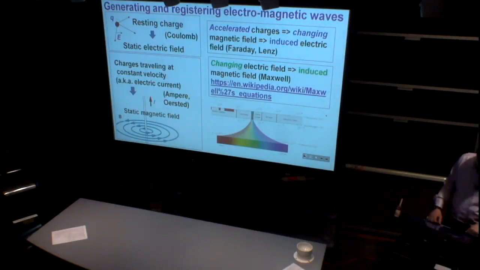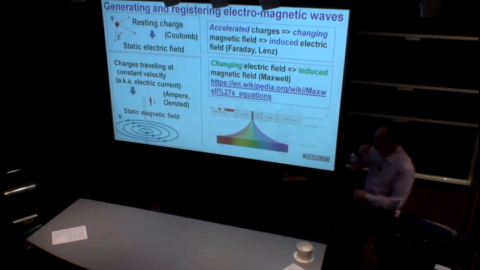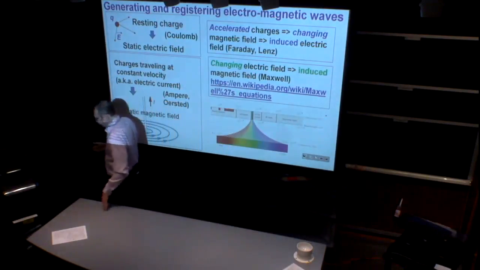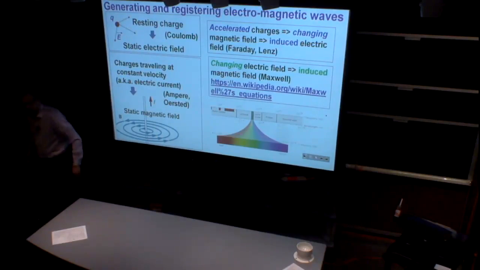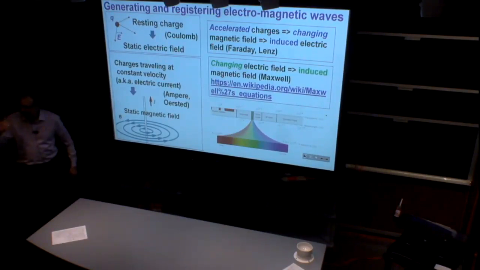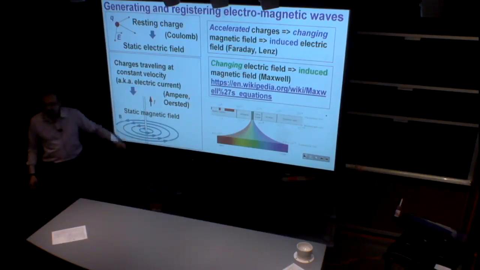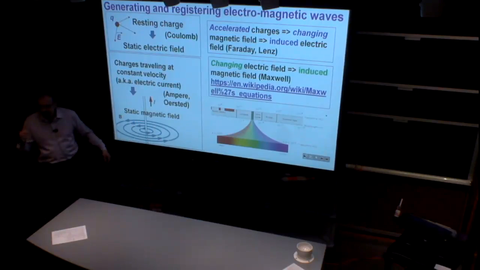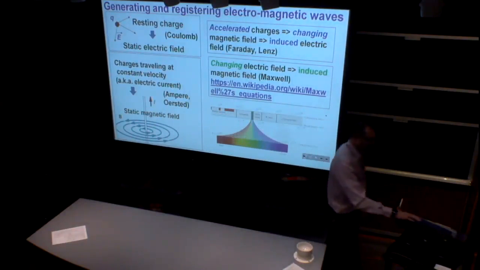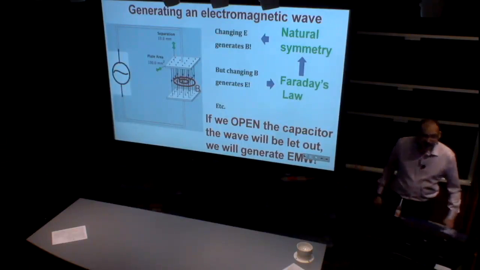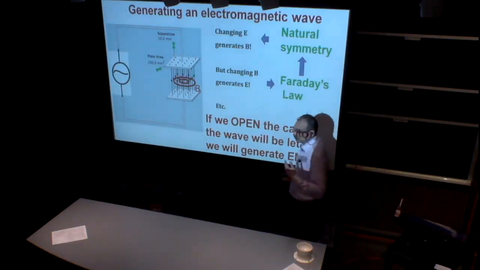Well, so we saw the applet. To generate electromagnetic wave, including light, we have to use charges. We know a resting charge generates a static electric field, and that's it. When we have many, many charges traveling with constant speed, we call it electric current, that generates magnetic field. But if they start moving with some acceleration, slowing down, speeding up, that generates electromagnetic field. How? Well, the idea is simple.